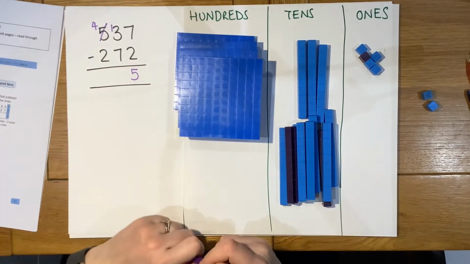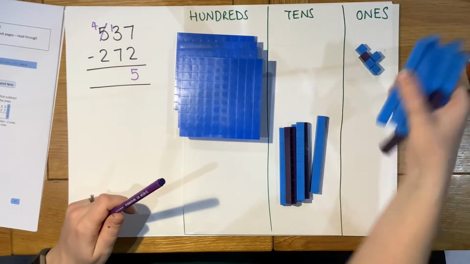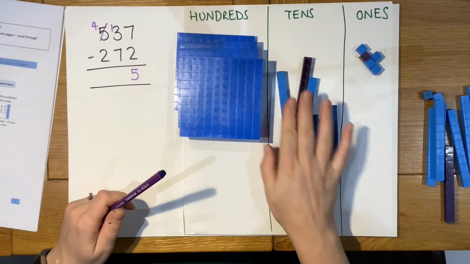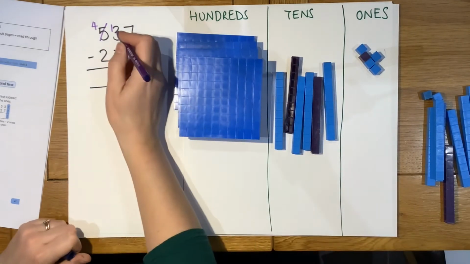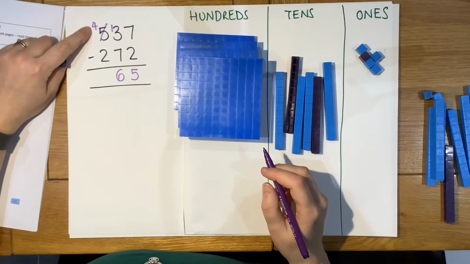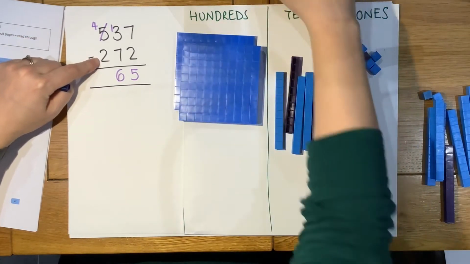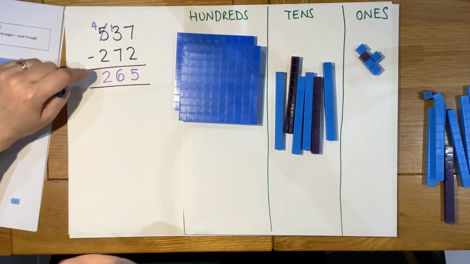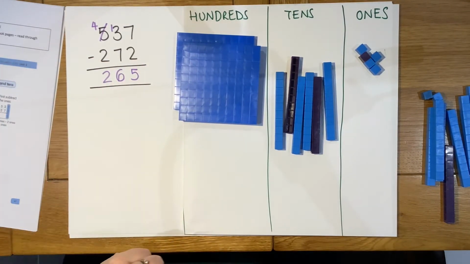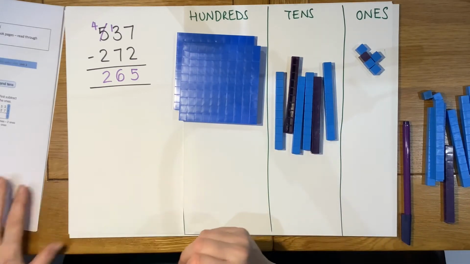Now I can subtract 7 tens. So 2, 4, 6, 7. Leaves me with 6 tens. 13 tens take away 7 tens is 6 tens. And then next we need to subtract the hundreds. 4 hundreds take away 2 hundreds, leaves us with 2 hundreds. Okay, now there's nothing new there except where we exchange the numbers from.